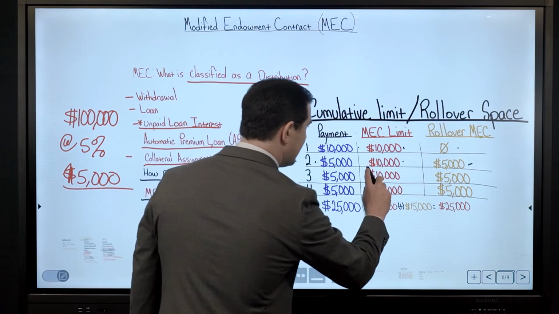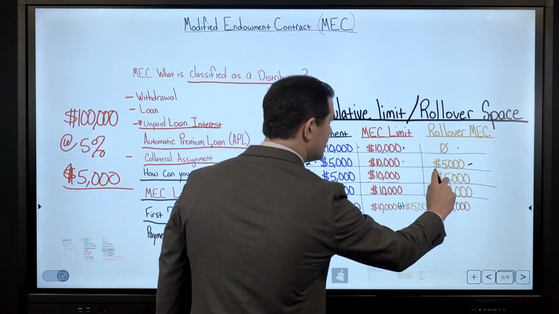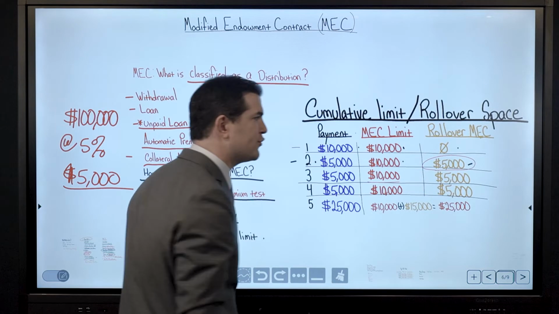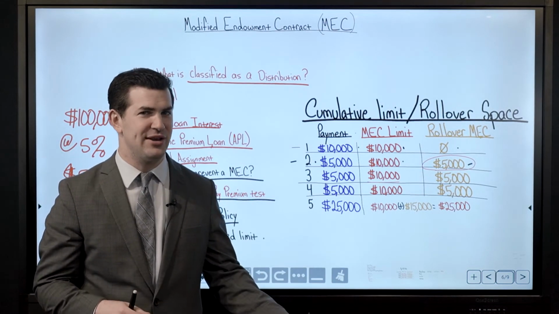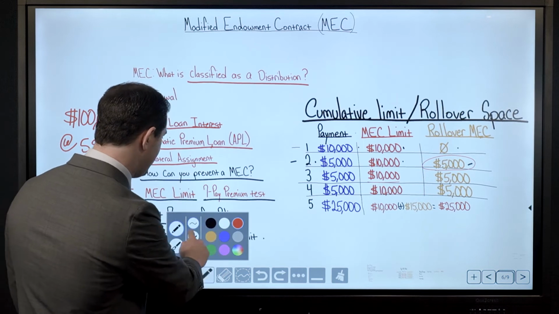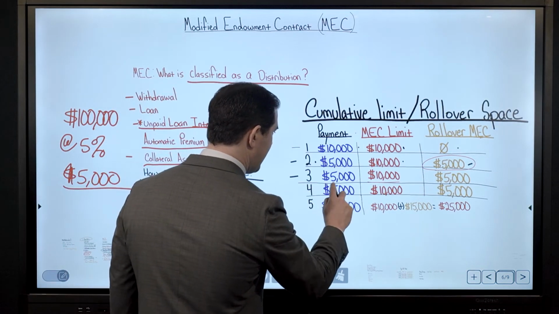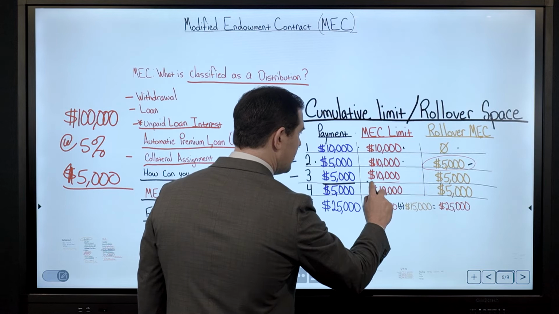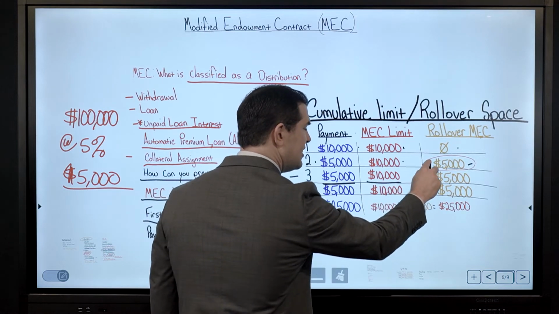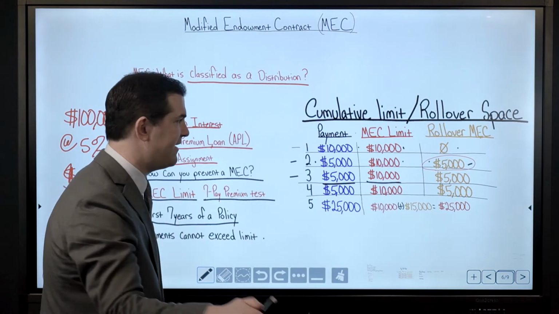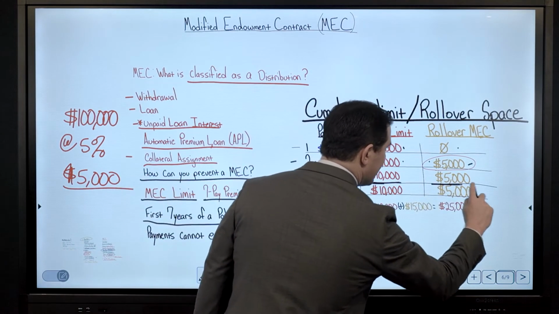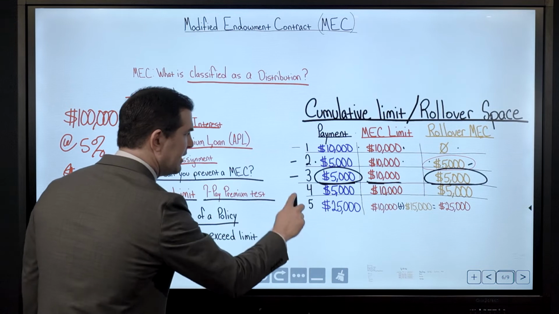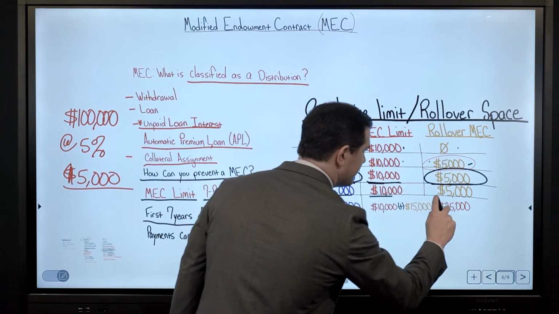Your MEC limit is $10,000 plus the unused $5,000 from the prior year. So if you wanted to, you could technically pay in $15,000 that year. But in this example, let's assume you only pay in $5,000 again. Your limit was $10,000 plus the unused space of $5,000. So what happens, you only paid in $5,000, another $5,000 rolls over. Year 4, we do the same thing.